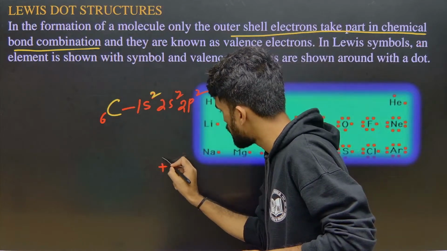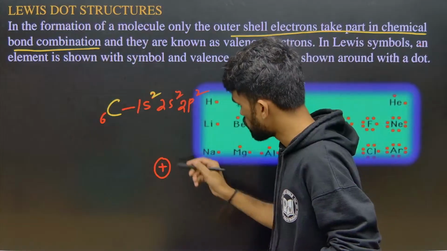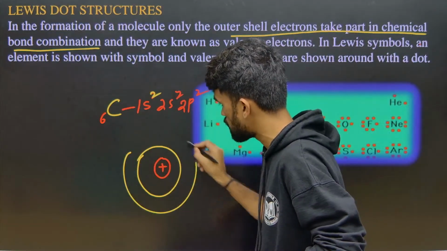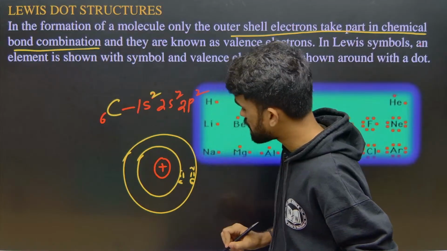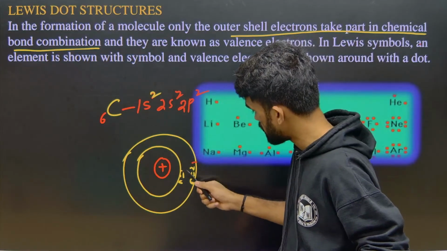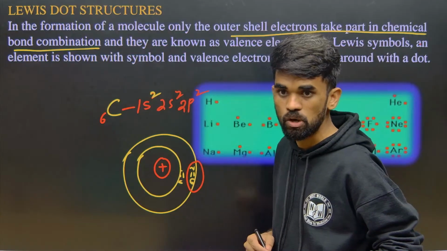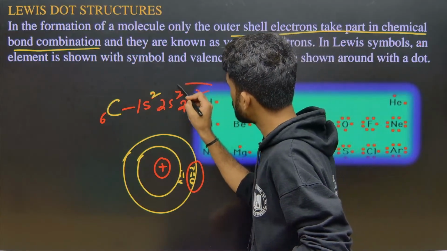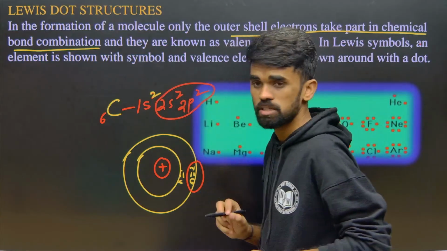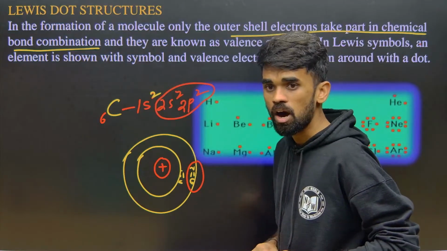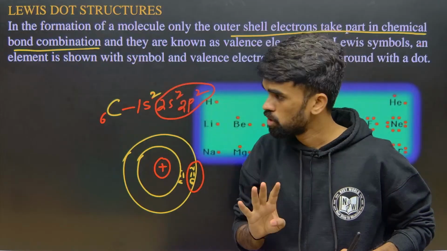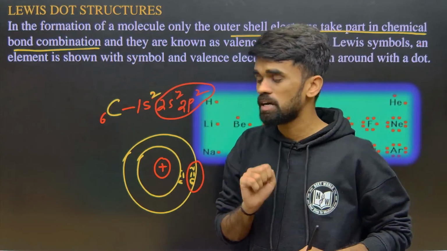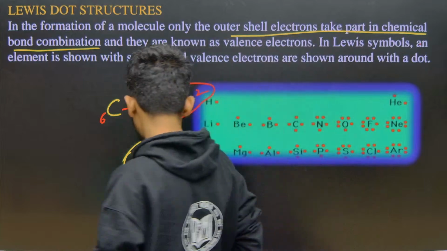See, if this is the nucleus, I am writing the shells in yellow color. This is n equals 1, n equals 2. So what is our outer shell here? See, the second shell is the outer, n value 2 is the outer shell. So n value 2 belongs to these two orbitals. Both of them are outer shell orbitals. These electrons, how many electrons are there? 4. Those 4 electrons will take part in the bond formation. Hope it is clear up to here.